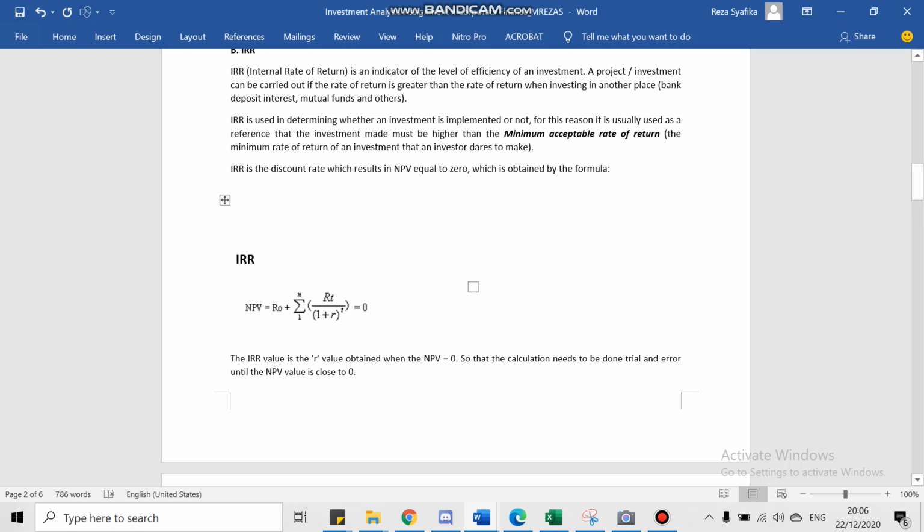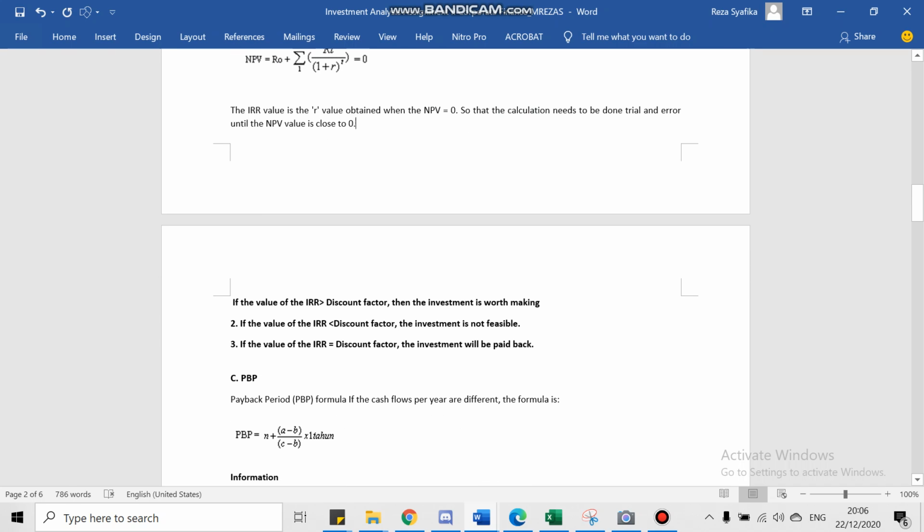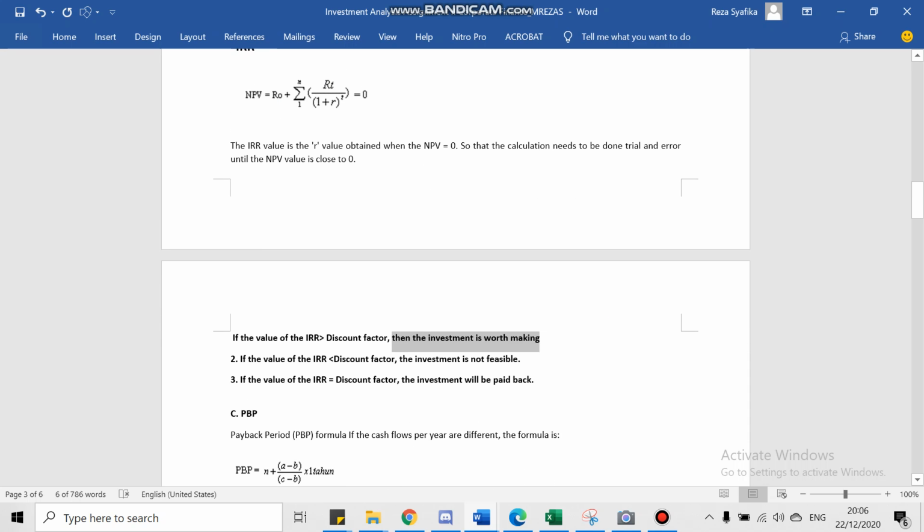Okay, the formula is this. The IRR value is R and the value of NPV is 0. So the calculation needs to be done by trial and error until the NPV value is close to 0. And then the result is, if the IRR is more than the discount factor, then the investment is worth making. So it correlates. And if the IRR is less than the discount factor, then it's not worth it. Let's say that the discount factor is 7%. If the IRR is less than 7%, it's still not worth it.